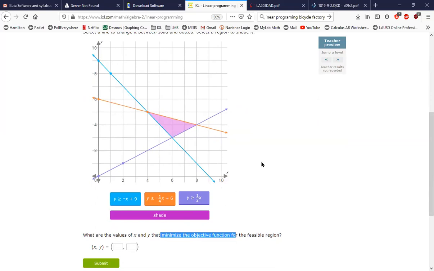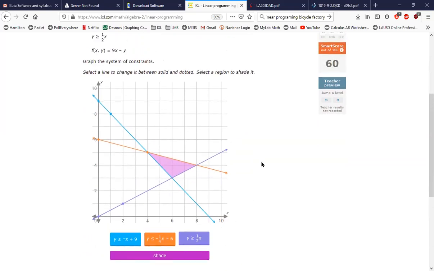So can you guys do that right now? Write down the points 4, 5, 6, 3, and 8, 4. And then you're going to minimize that.